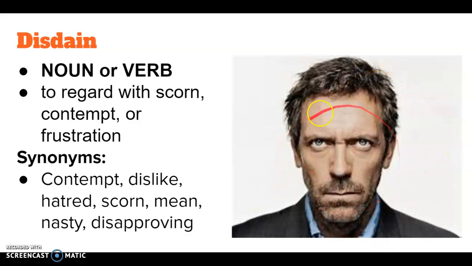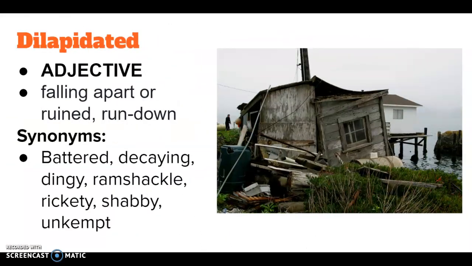The man in this image here, you can see has a kind of a furrowed brow and a blank stare. It kind of illustrates that idea of disdain. He's disappointed in you. So synonyms might be contempt, dislike, hatred, scorn, mean, nasty, or disapproving. Disdain.